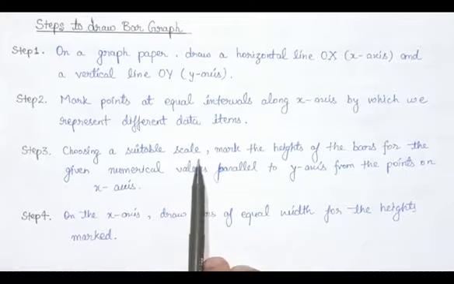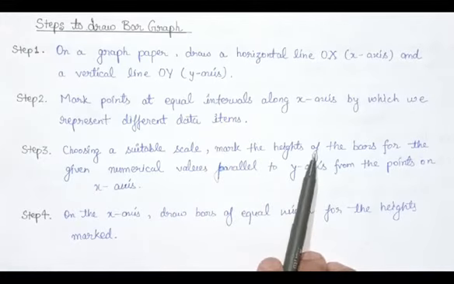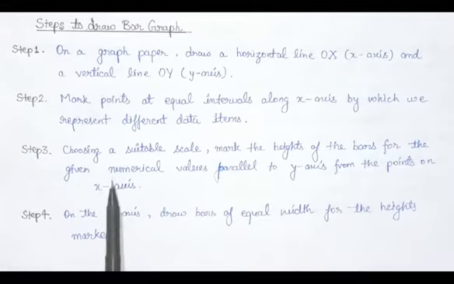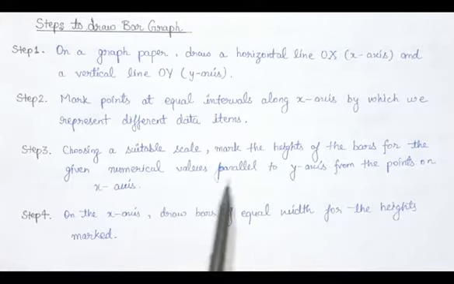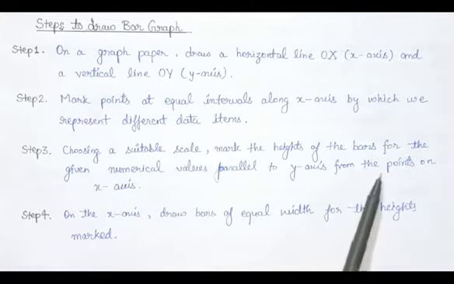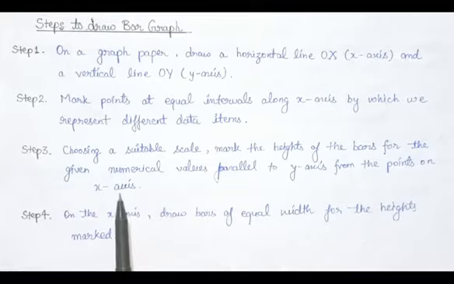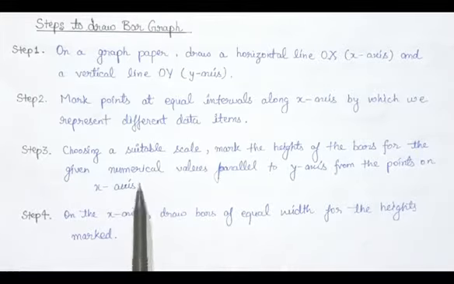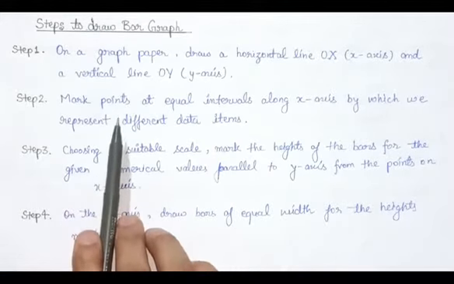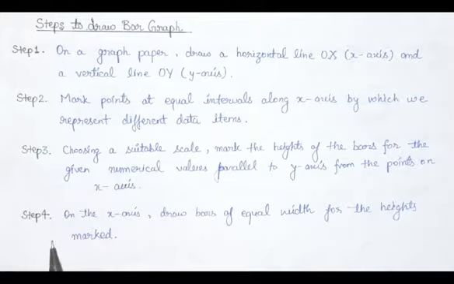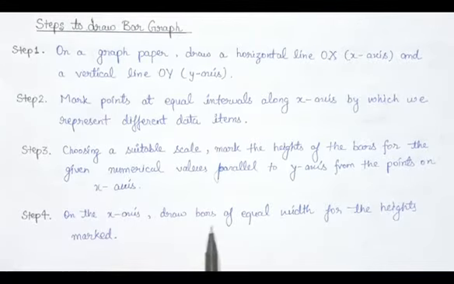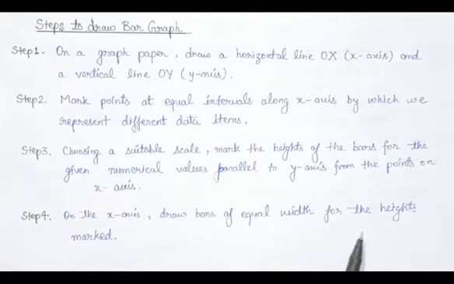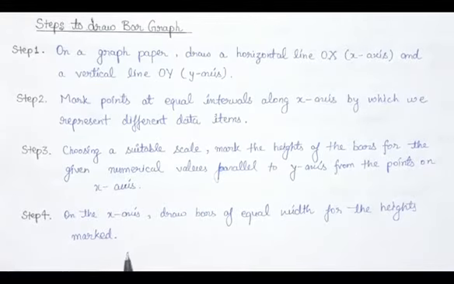After choosing the scale, we have to mark the heights of the bars for the given numerical values parallel to the y-axis from the points on the x-axis that we marked in step 2. And the last step is that on the x-axis, we draw bars of equal width for the heights marked.